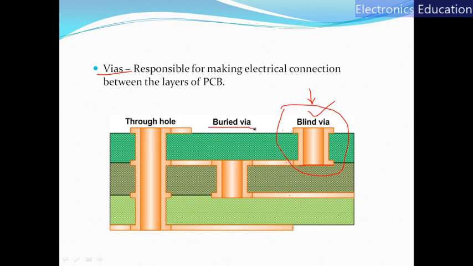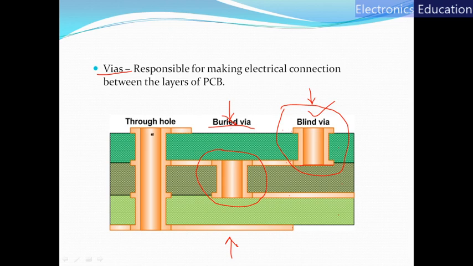Similarly we have buried via. For a buried via, let us say we want to create a via to have interconnection between layer number 2 and layer number 3. Unlike layer number 1 and layer number 2, where we would create a via, this via cannot be observed from this side or from this side. So this particular via remains hidden, remains buried in between the PCB structure. So this is called buried via.